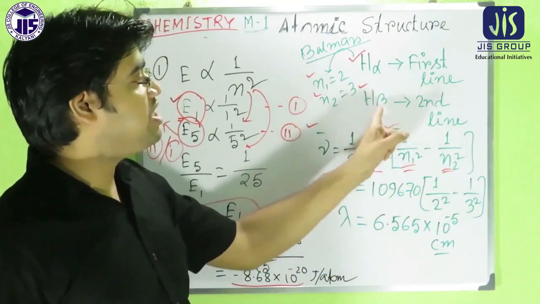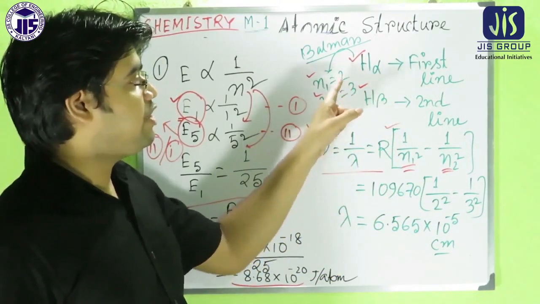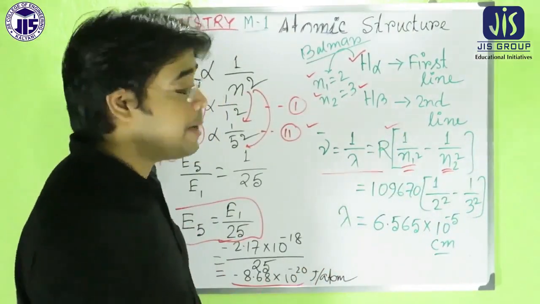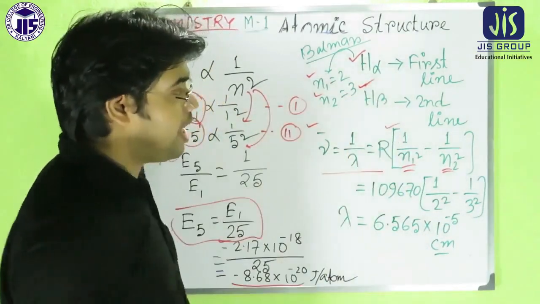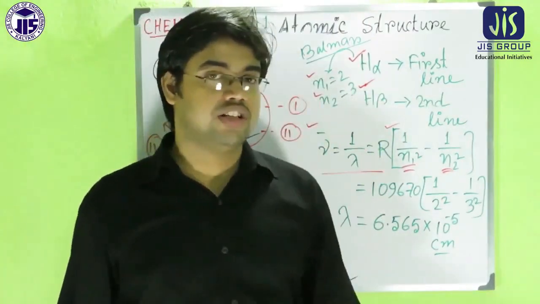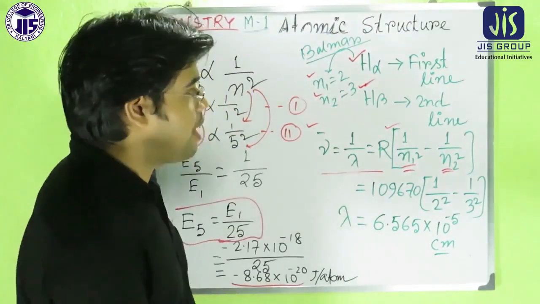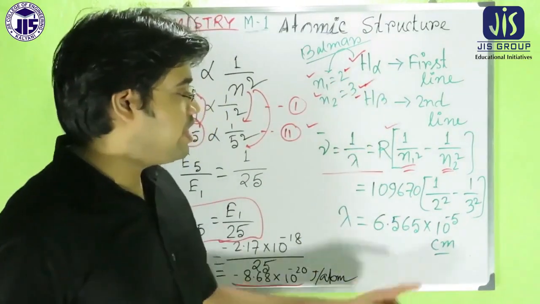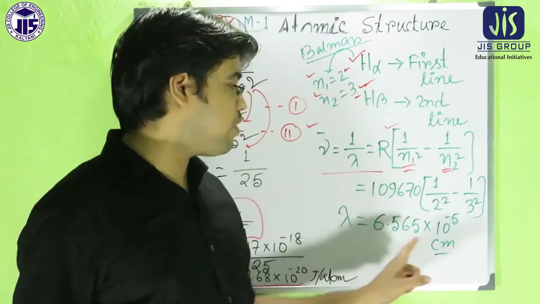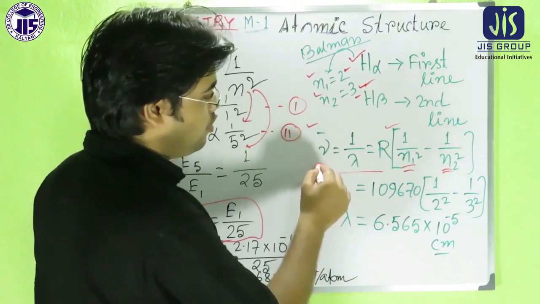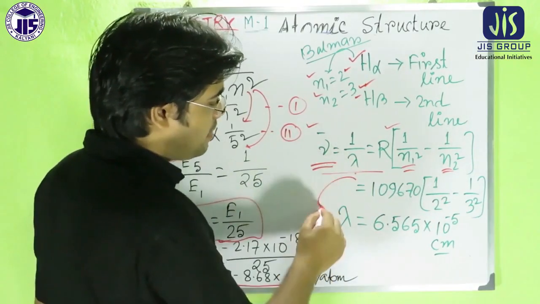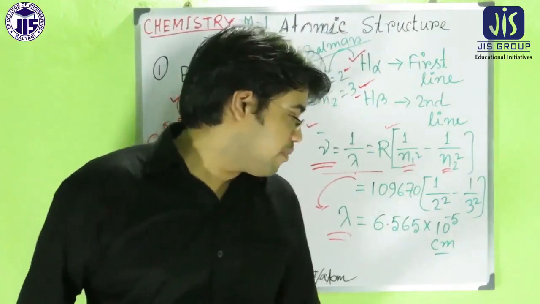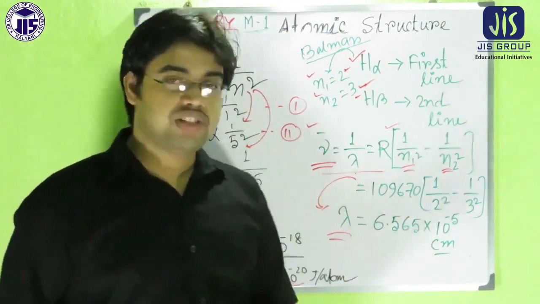If it is the beta line, then it will be 2 to 4. If it is asked in the question, then what is H beta? Here it is not mentioned in the question, but if it is required, then you have to put n1 equal to 2 and n2 equal to 4. So here, 1 by 2 square minus 1 by 3 square, then you can find nu bar equal to 1 by lambda, and after calculation you can find that lambda equals 6.565 times 10 to the power minus 5 centimeter.